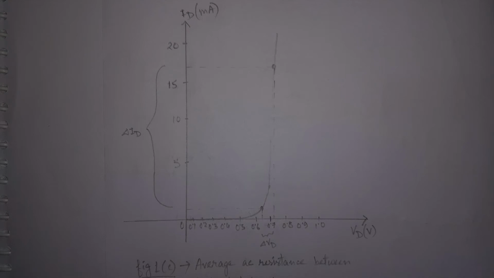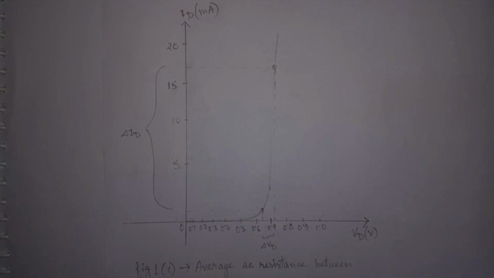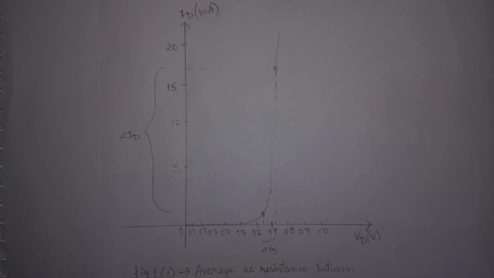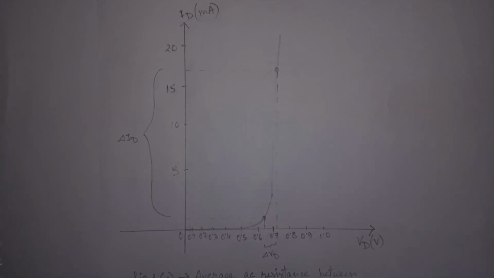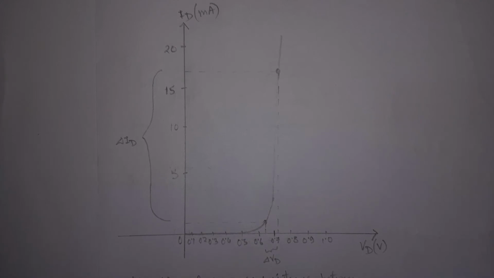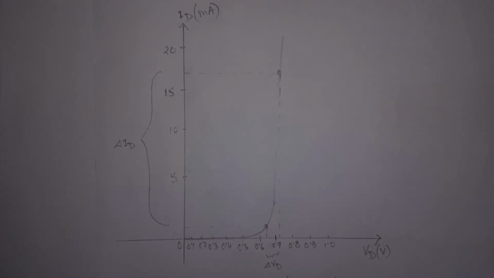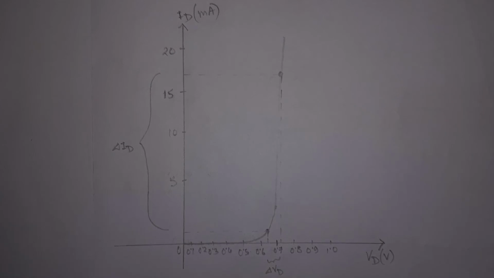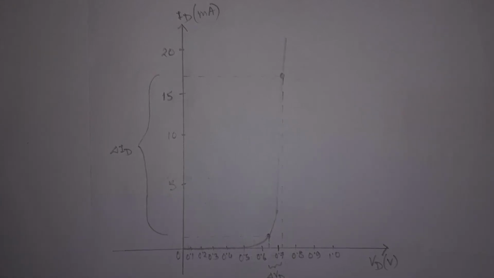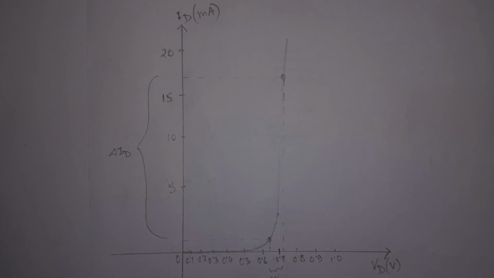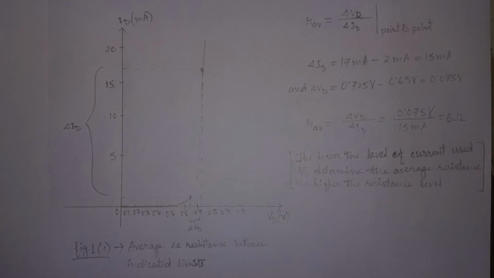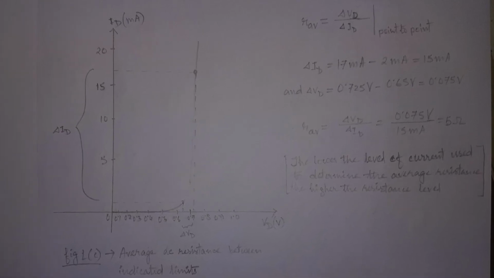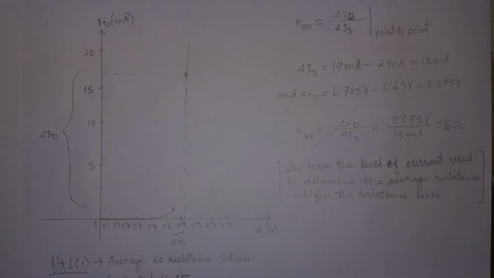Now let us consider the third type, that is, average AC resistance. If the input signal is sufficiently large to produce a broad swing as shown in this figure, the resistance associated with this region is called the average AC resistance. The average AC resistance by definition is determined by a straight line drawn between the two intersections established by the maximum and the minimum values of the input voltage. Here also, we can observe that the lower the level of current used to determine the average resistance, the higher the resistance level.